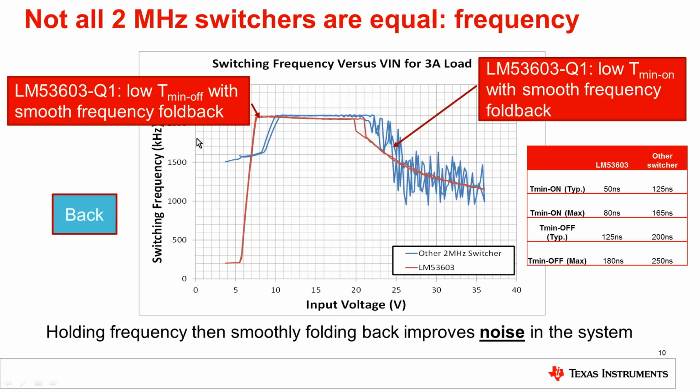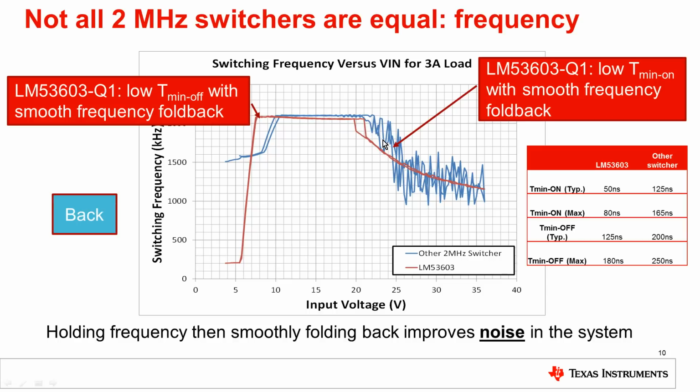Here, as you can see in this graph of switching frequency versus input voltage, the red trace represents the performance of the LM53603, and the blue trace represents the performance of the competitor device. Now what do you see at the high input voltage when the minimum on time is reached?